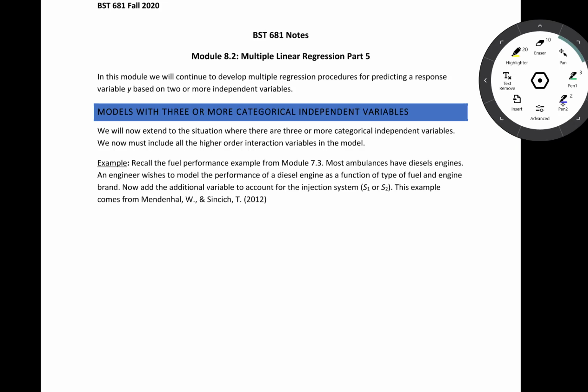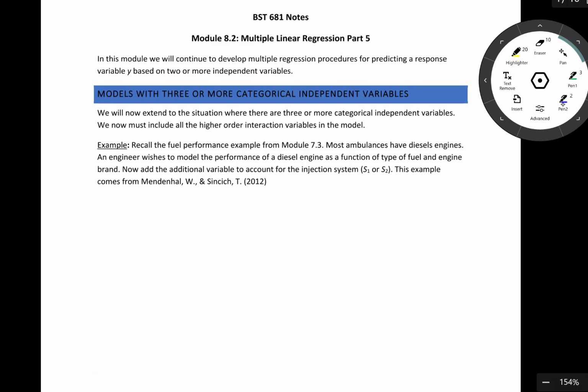All right, so recall that we had that fuel performance example for module 7.3. So if you don't remember that example, take a moment, go back and look at it. But it says most ambulances have diesel engines. An engineer wants to model the performance of a diesel engine as a function of type of fuel and engine brand. And now we're going to add the additional variable to account for the injection system, which is either going to be S1 or S2. All right, so first of all, let's recall what our categorical independent variables are and how we code them as dummy variables.